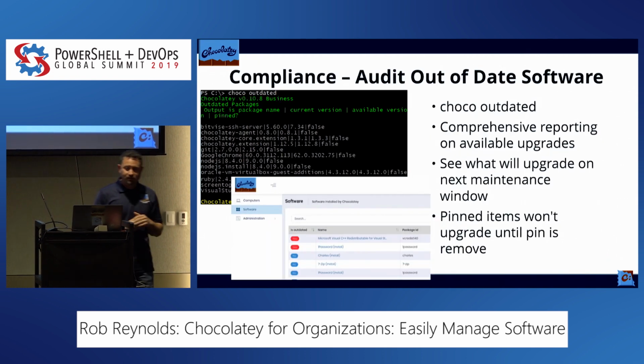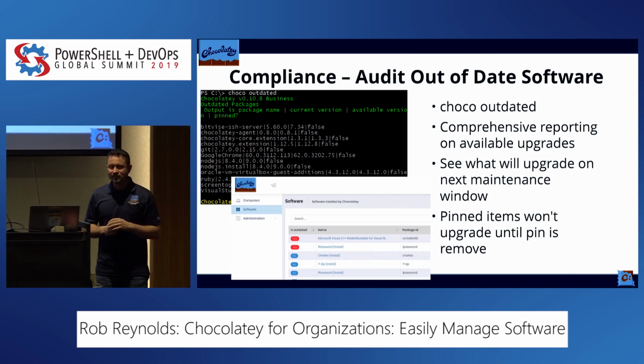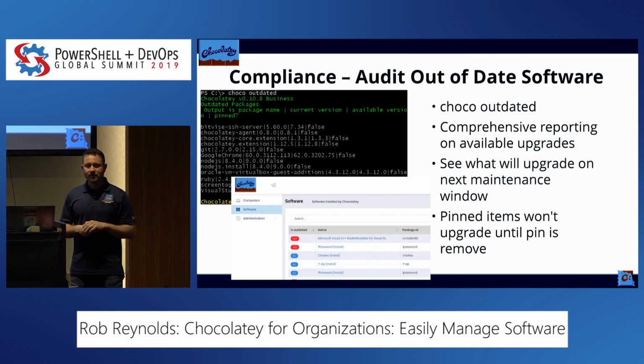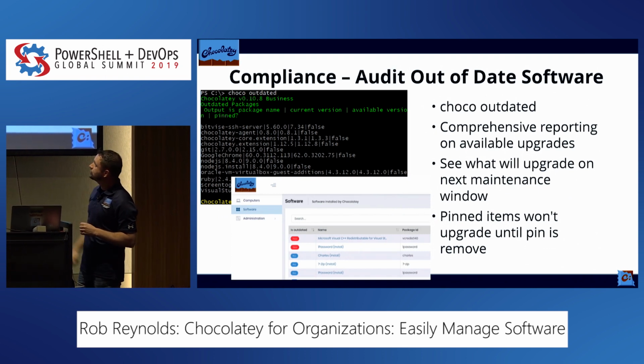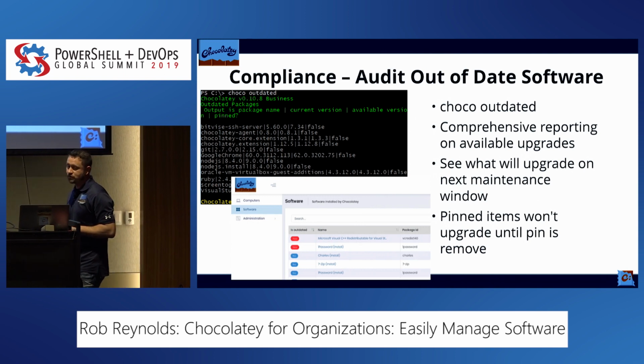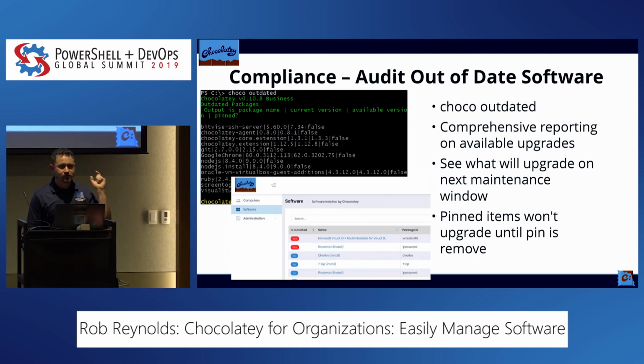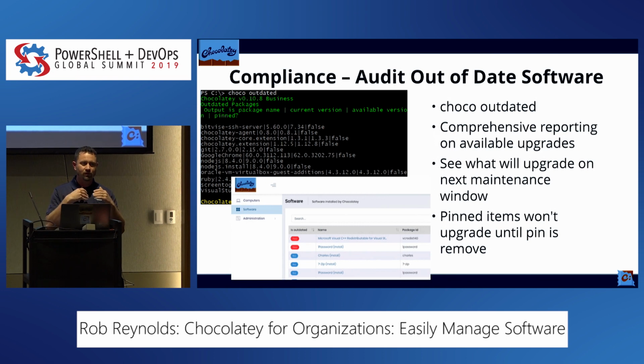Another really nice thing about Chocolatey is being able to see what's out of date on systems. This is super handy because a lot of things will tell you maybe you're out of date, but won't tell you how far out of date. What Chocolatey's going to do is, if there's a new version available, you see what that version is as well, right? So you see the old version, you see the new version, and if you are hitting maintenance windows or whatever, hopefully you're going to know what's going to upgrade on that next maintenance window.